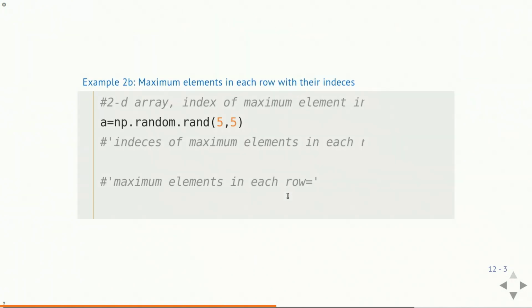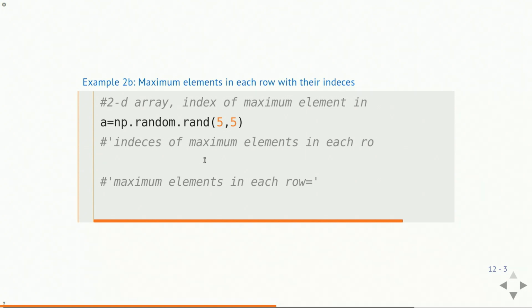So let's use once again argmax to find maximum elements in each row with their indices. Let's suppose we are given this two-dimensional array. Now we are going to use argmax, but now we are going to use it with the axis argument. Using the axis argument gives us the indices of the maximum or minimum element along that axis. So let's go and find the indices of the maximum element in each row. So max idx is equal to np.argmax(a, axis=1). This will return the maximum element index in each row.